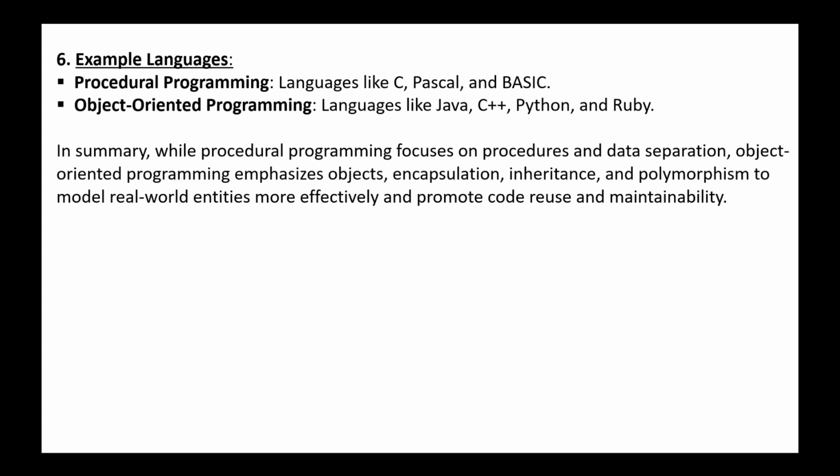In summary, while procedural programming focuses on procedures and data separation, object-oriented programming emphasizes objects, encapsulation, inheritance, and polymorphism to model real-world entities more effectively and promote code reuse and maintainability.